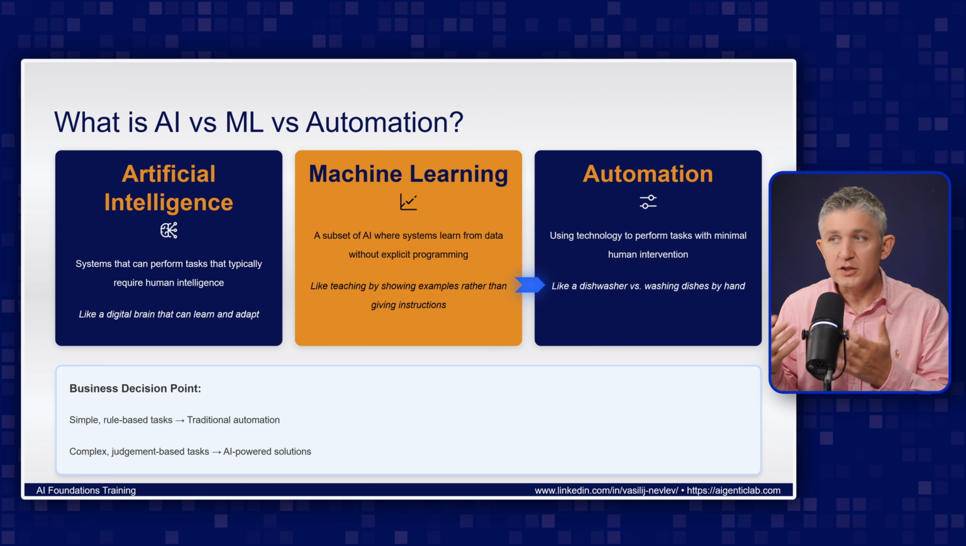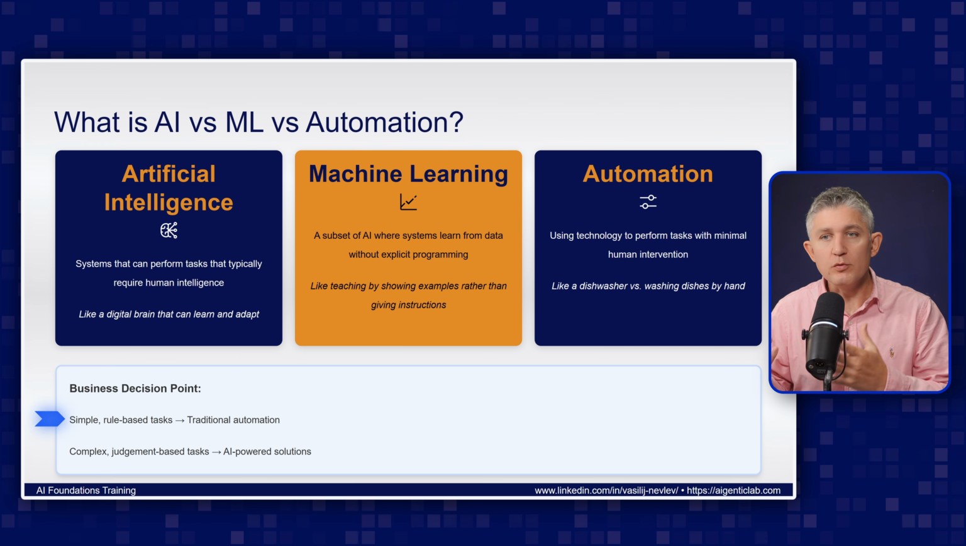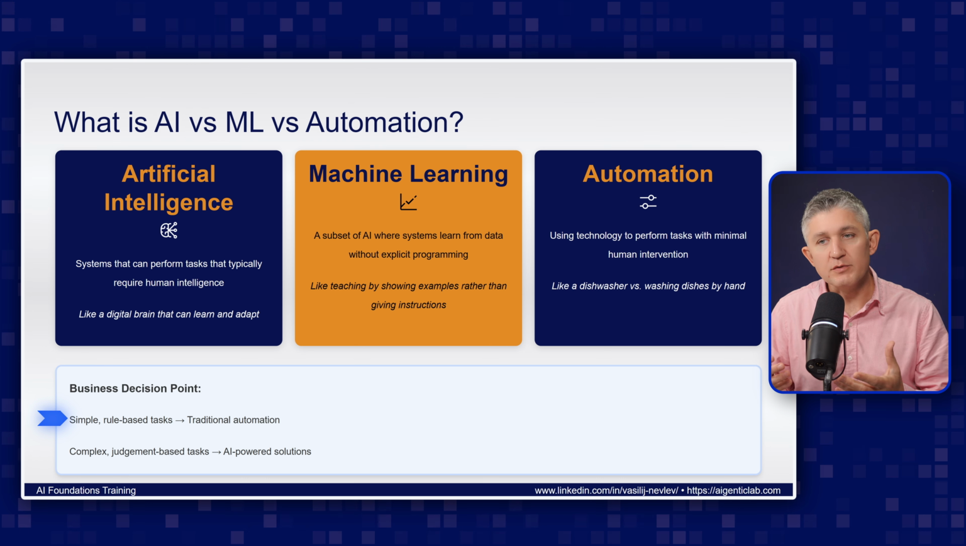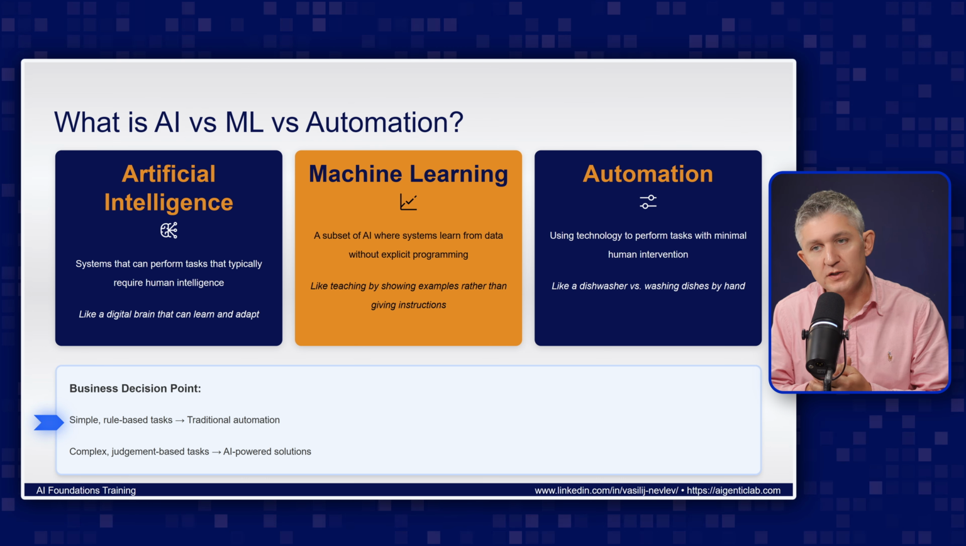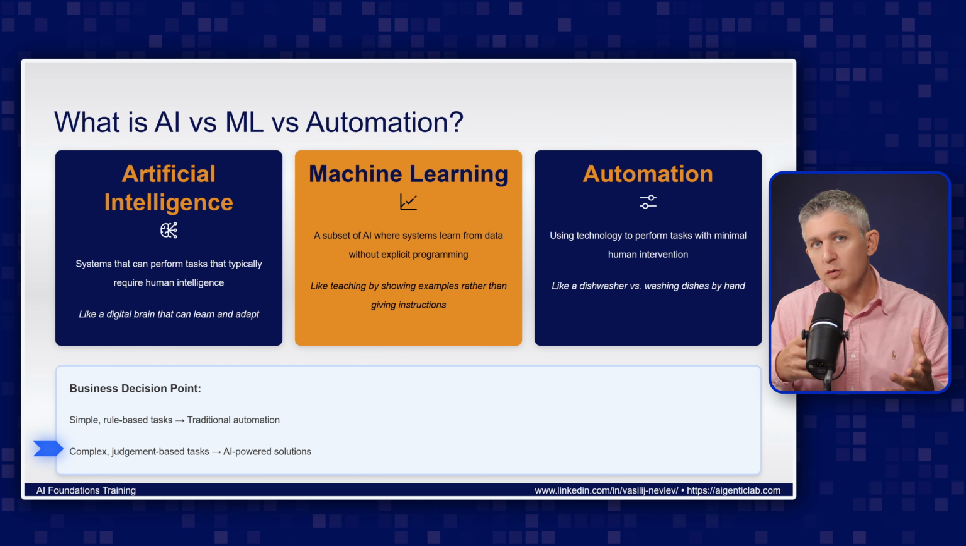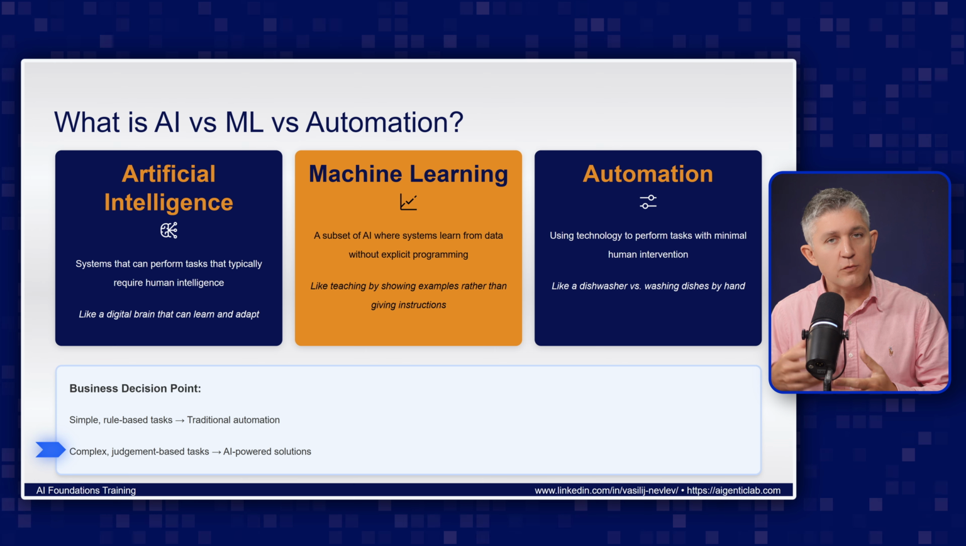Automation, think of it like a dishwasher versus washing dishes by hand. If you think about your business, simple rules-based tasks lend themselves to traditional automation really well, and you often don't need artificial intelligence. Complex tasks that require judgment and decision often involve AI-powered solutions for their automation.